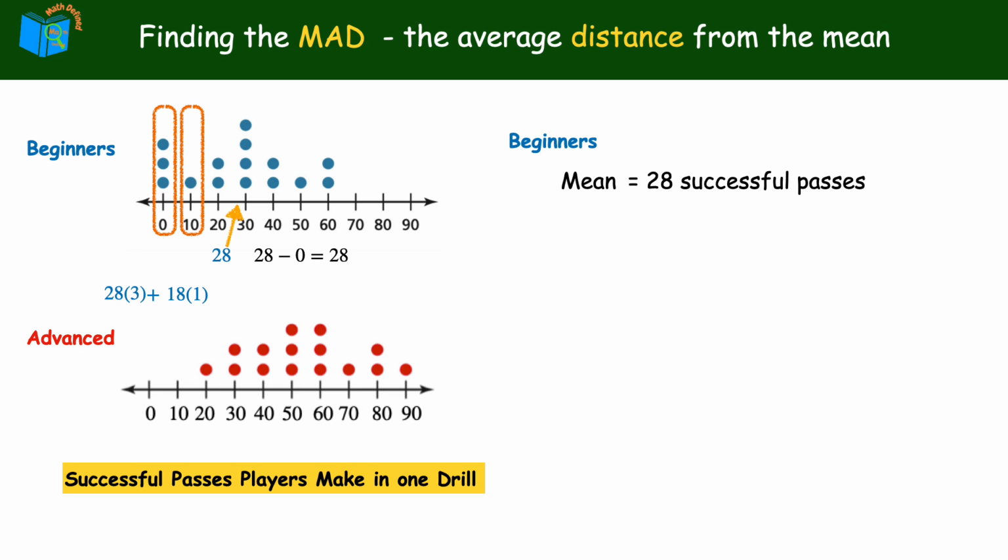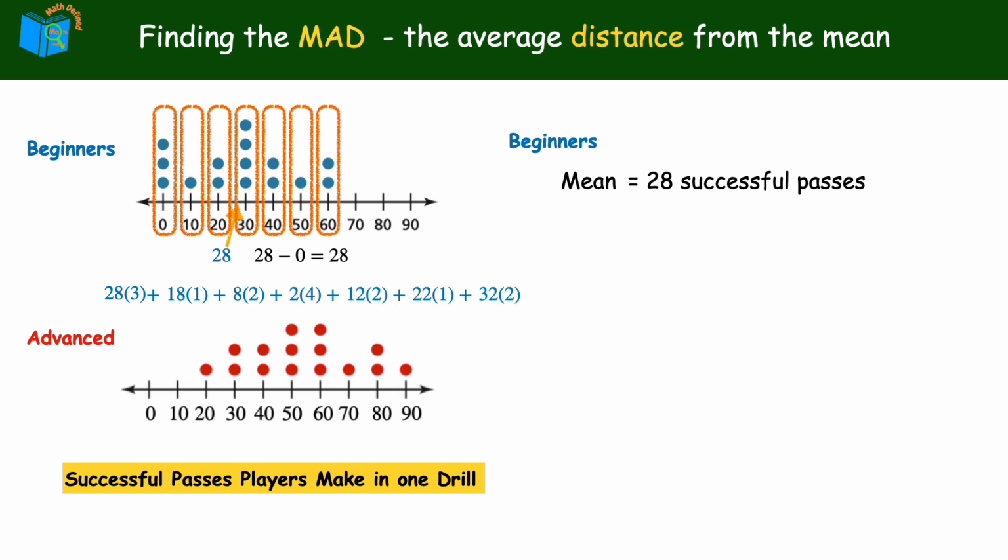We continue that same idea for every value. Find the distance from 28, multiply by how many players are at that value, and then add all those distances together. When we do that, the total distance comes out to 236.